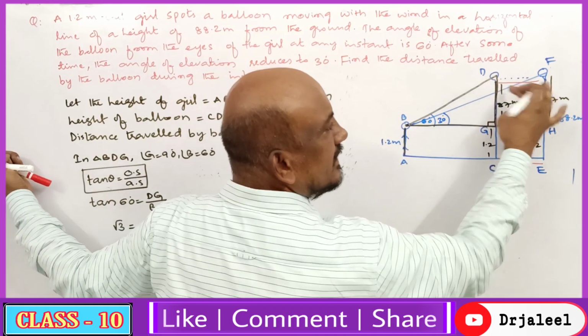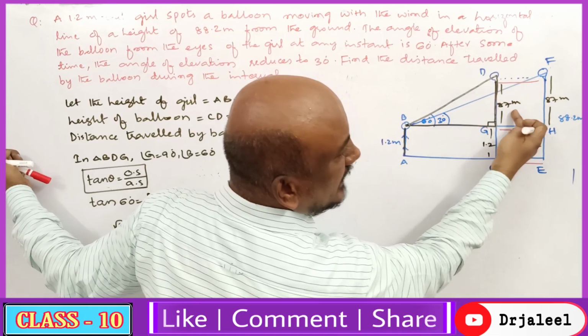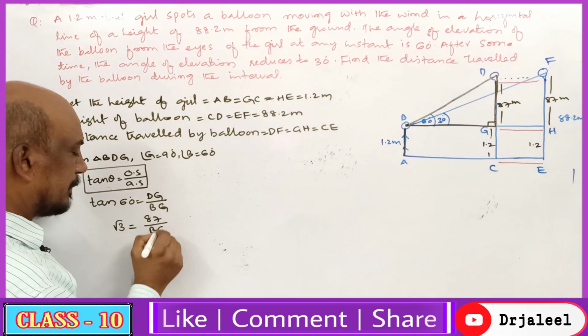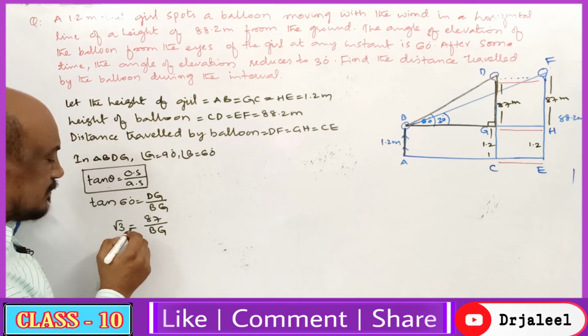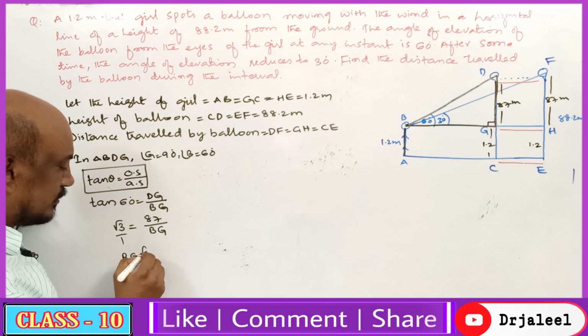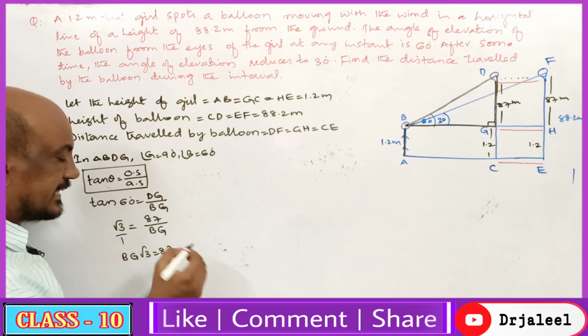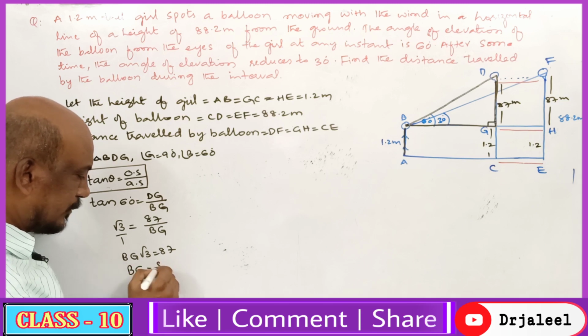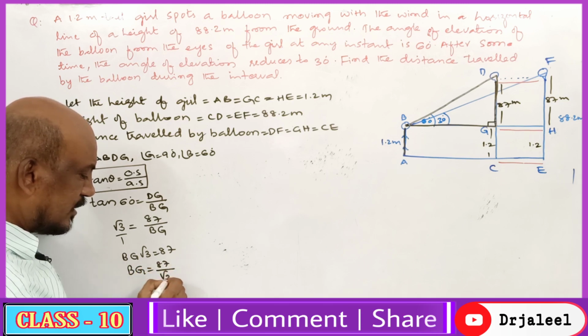How much is DG? Here it is, from here to here, 87. And BG you don't know, so copy it as it is. So when you cross multiply, what do you get, children? BG into 1 is equal to 87 by root 3. So BG is going to be 87 by root 3.